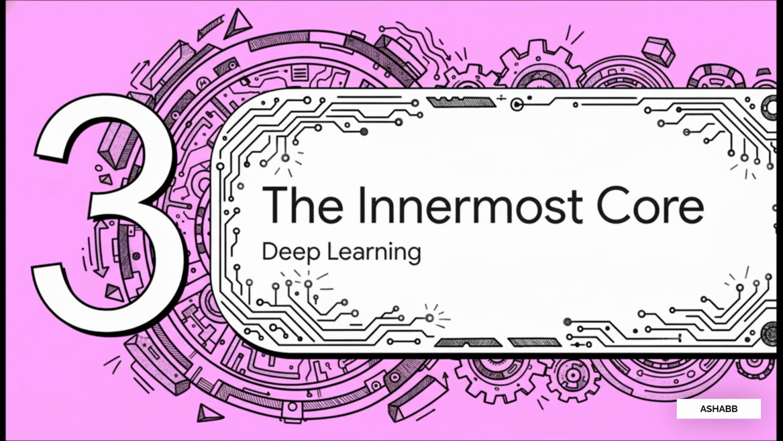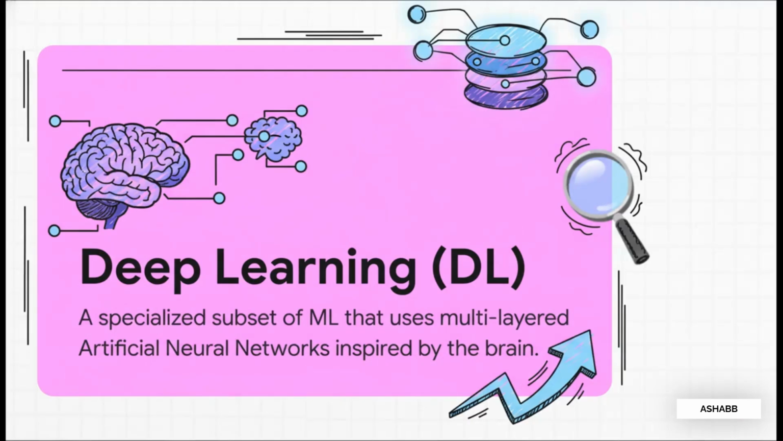All right, you ready? It's time to open up our machine learning doll. What do we find tucked away at the very center? This is it. This is the powerhouse, the engine at the core of the entire modern AI revolution. This is deep learning. Now remember, deep learning isn't some totally new thing. It's a very specific, very powerful type of machine learning. And its secret weapon is something called an artificial neural network.